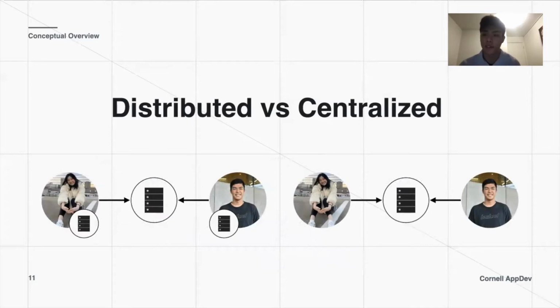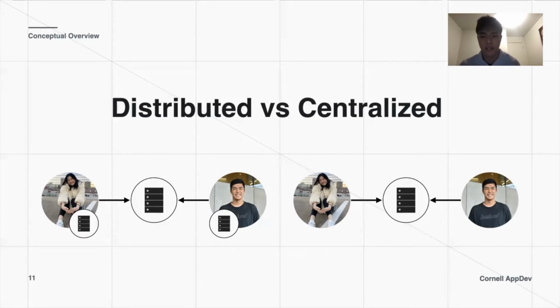And if we're on a distributed version control system, you can see that both of us have copies of the project, and the server has its own copy as well. But in the centralized version control system, you can see that only the server has a copy of the project and we have to connect to it.